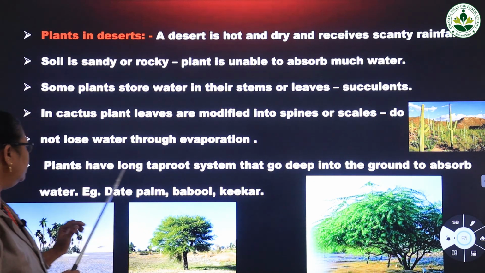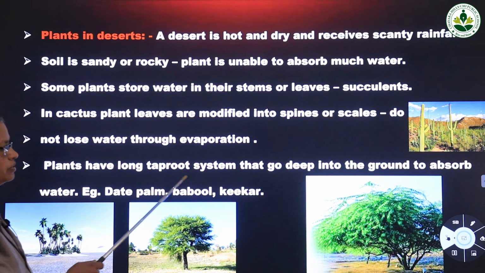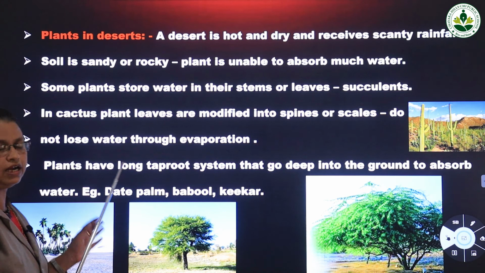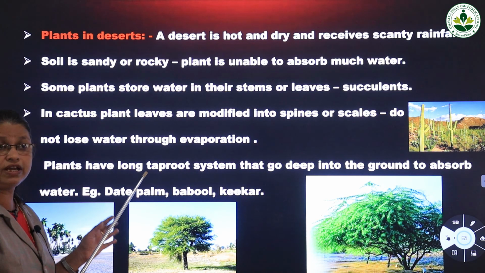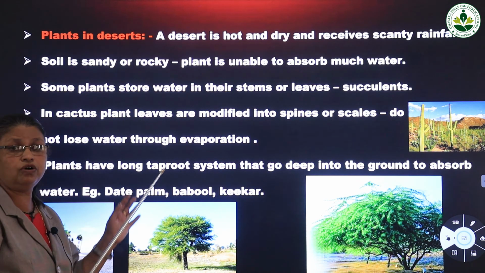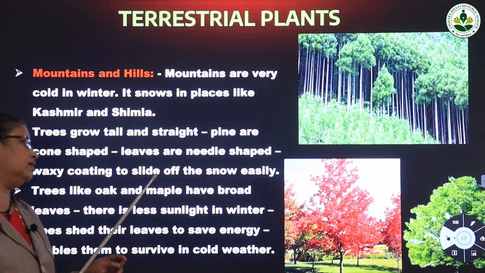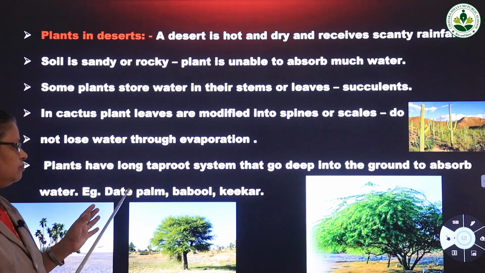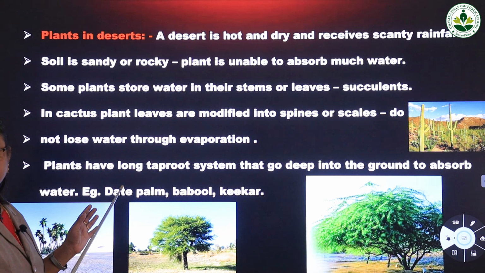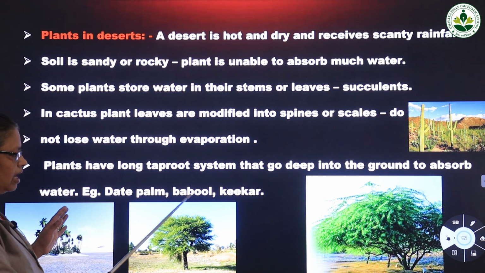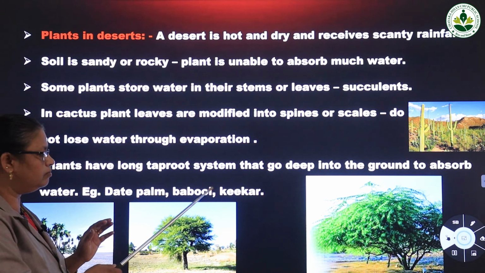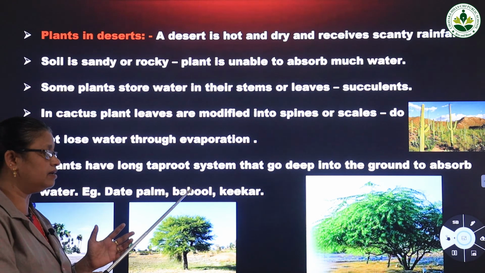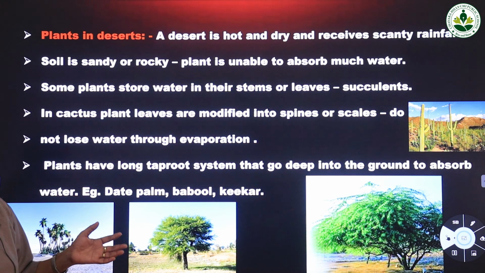Okay. Then plants have long taproot system that go deep into the ground to absorb water. The water level of the desert is very low, so the root should go very deep to absorb water. Examples: date palm. Palm trees you are familiar with. From palm tree we are getting dates, and babool and kikar. Babool is a medicinal plant. We make toothpaste from it. From that kikar plant we get gum.